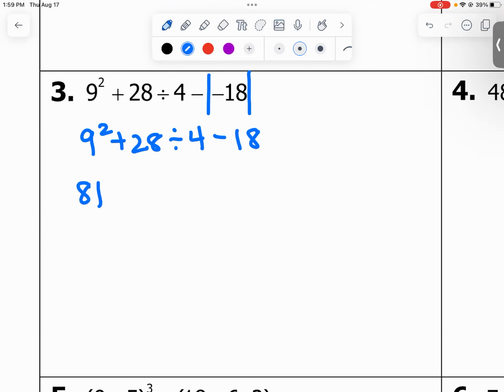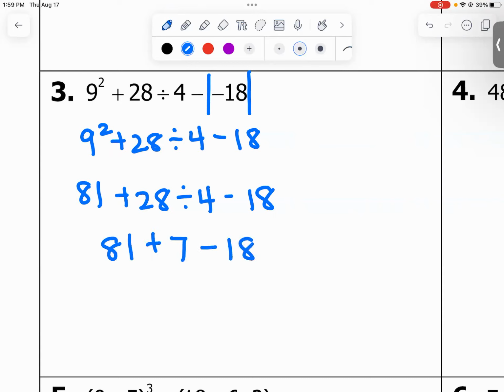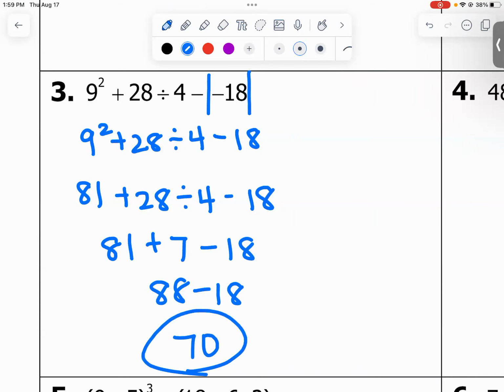All right, so this is 81 plus 28 divided by 4 minus 18. Here's where we need to be careful. It's awfully tempting to just start going from left to right, but what needs to happen first? The division. So we have 81 plus 7 minus 18. Now, I don't mind if you do 81 plus 7 minus 18 all at once. I think that we can do that, right? 81 plus 7 would be 88, minus 18 would give us 70.